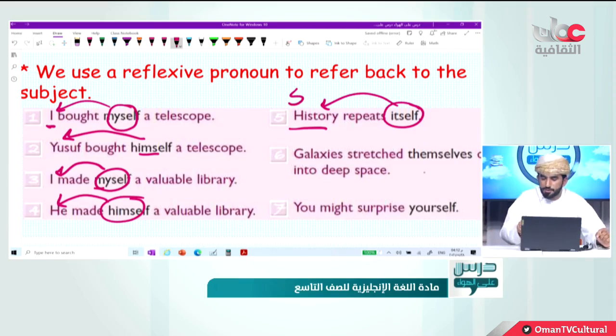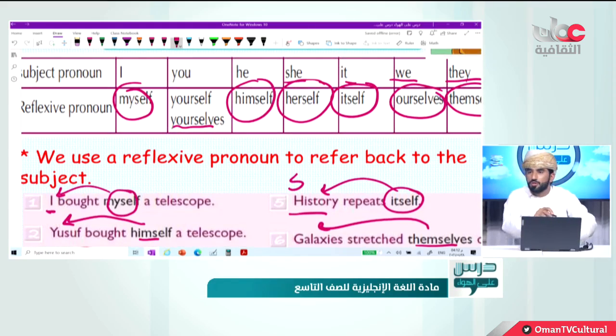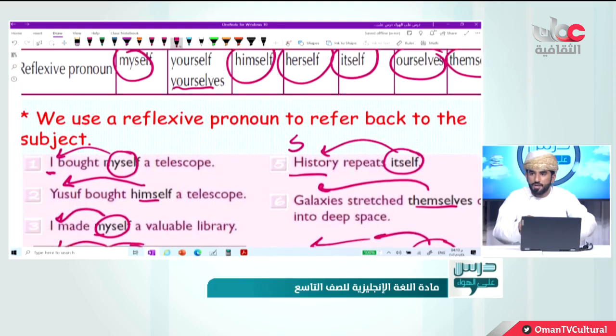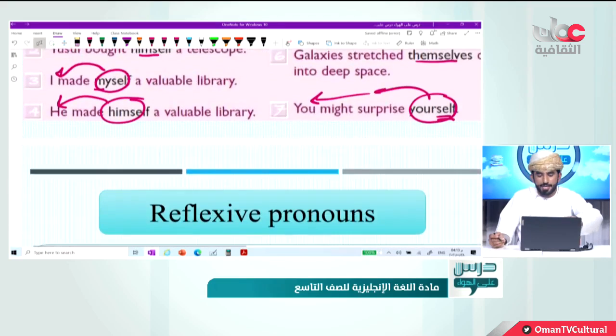Galaxies stretch themselves refers to what? Group B. Galaxies. Excellent. What about number 7? Yourself refers to what? Group C. You. Very nice. Now this sentence, are we talking about a particular person, one person, or a group? One person, exactly. How did you know? Yes, yourself. We said that you can be used for both, yourself and yourselves. If we're talking about a bunch of people, then we say yourselves. If we're talking about only one person, we say what? Yourself. Exactly.